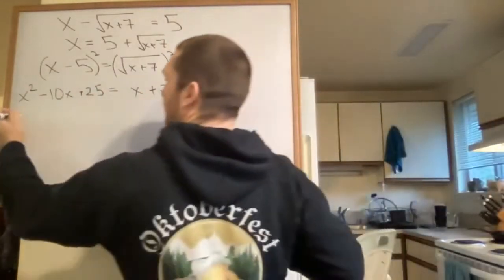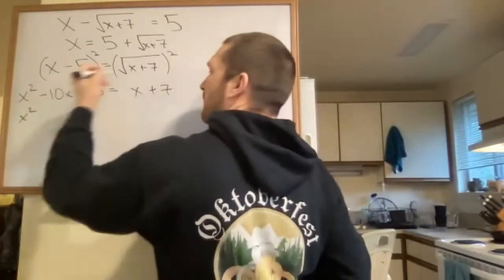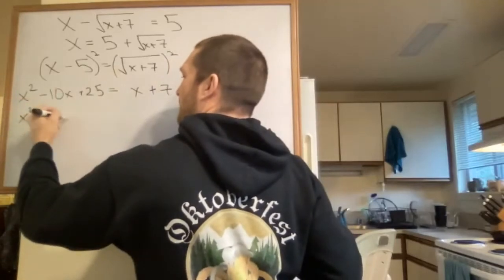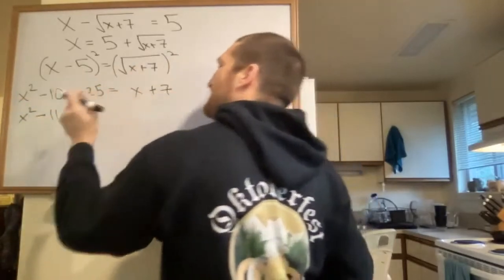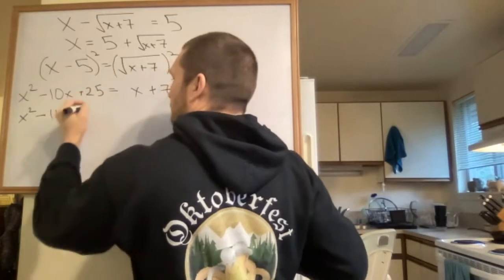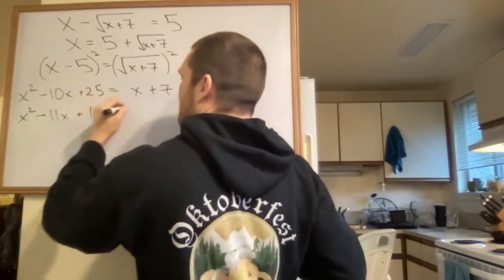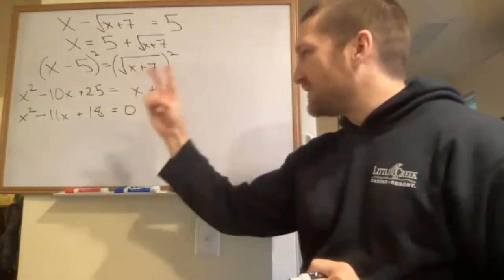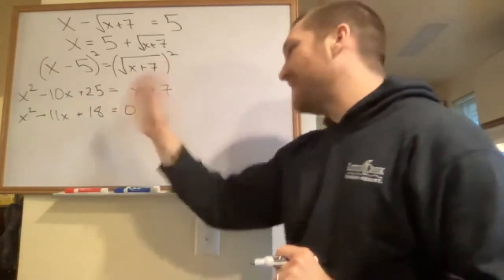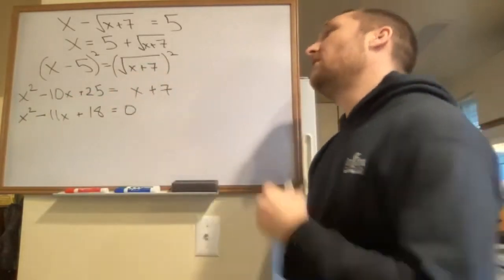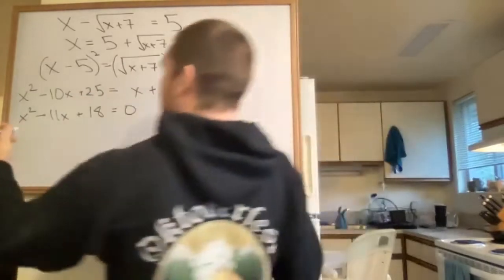Hopefully it'll factor. x squared stays put. Minus an x gives me minus 11 x's. Minus 7, I believe, is 18. Let's see, 18, 19, 20, 21, 22, 23, 24, 25. Yes, okay, so that works. Okay, hopefully this will factor. Let's see.